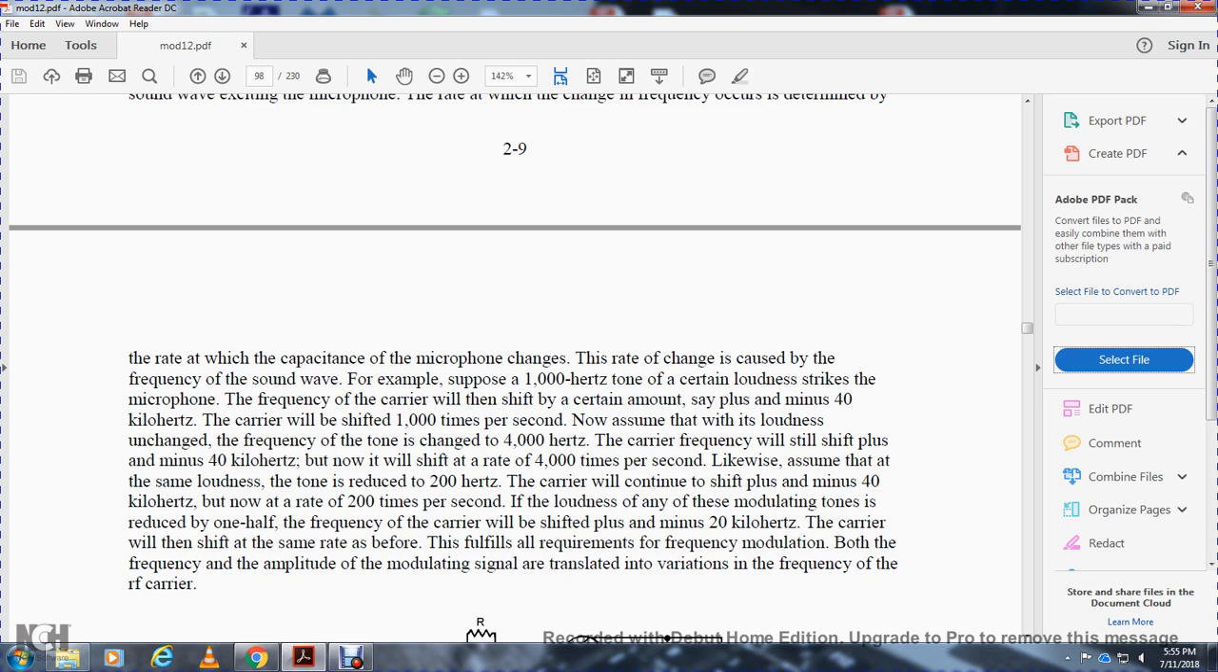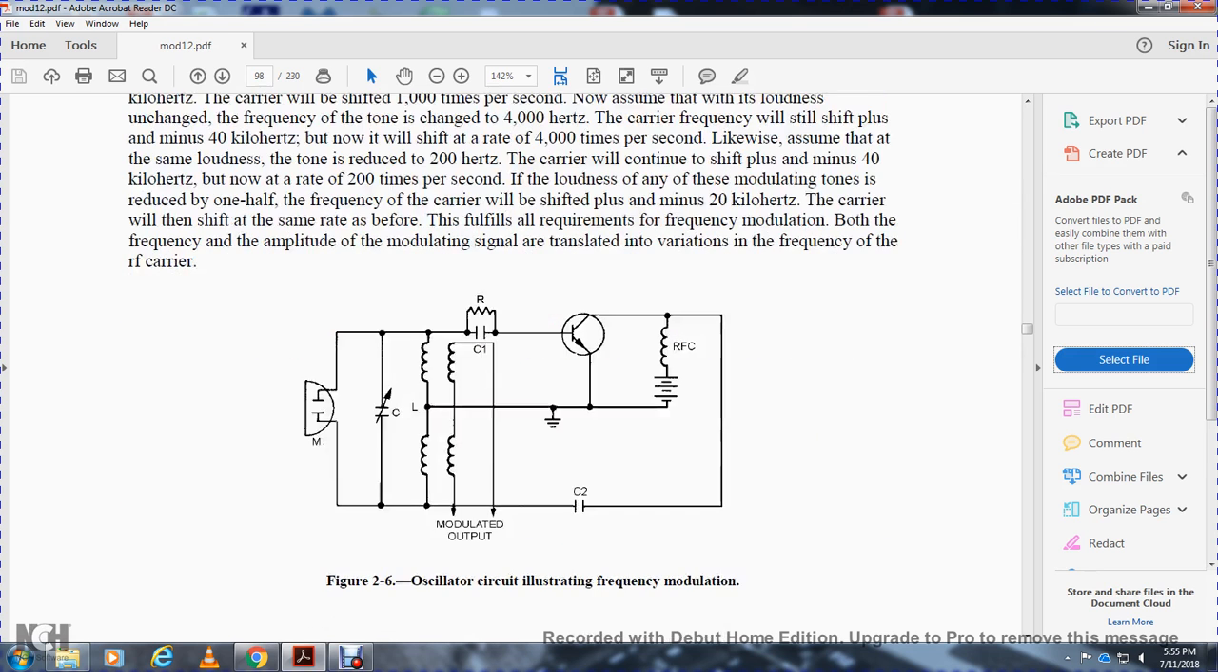Likewise, assuming that with the same loudness the tone is reduced to 200 hertz, the carrier continues to shift left and right by 40 kilohertz, now at a rate of 200 times per second. If the loudness of any of the modulation tones is reduced to one half, the frequency of the carrier will be shifted plus or minus 20 kilohertz. The carrier will be shifted at the same rate as before. This fulfills the requirements for frequency modulation, where the frequency and the amplitude of the modulating signal are translated into variations in the frequency of the radio frequency carrier.